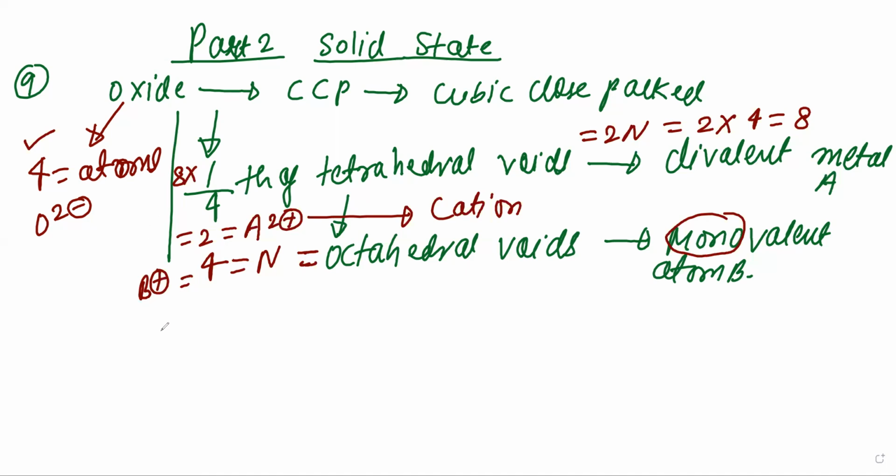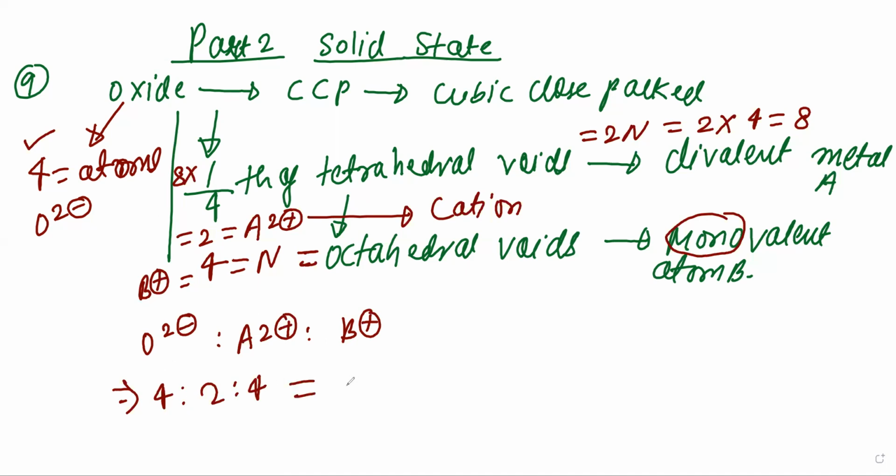The ratio of ions will be O2 minus, that is oxide, and A2 plus and B plus. We know the value of each one. O2 minus is 4 atoms, so it will be 4. A2 plus is 2. And B is 4, right? So what will be the simple ratio? If you divide by 2, you will get 2 is to 1 is to 2.